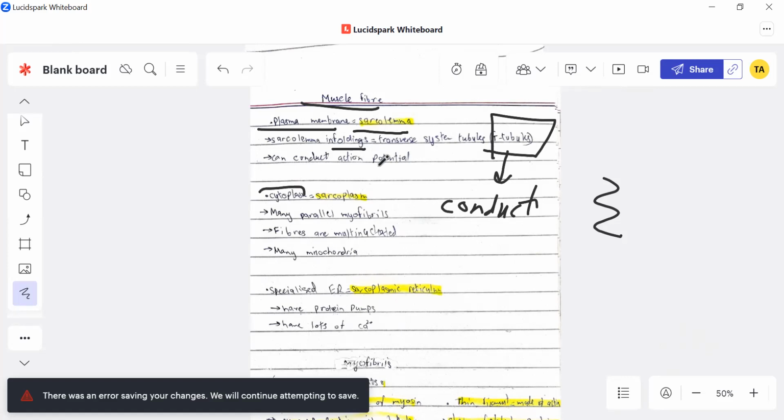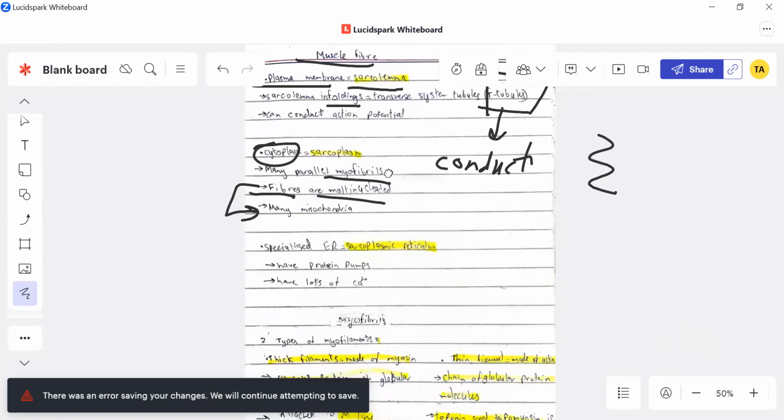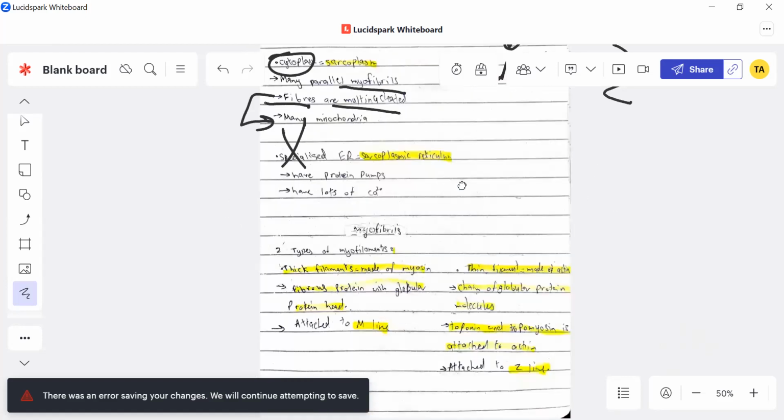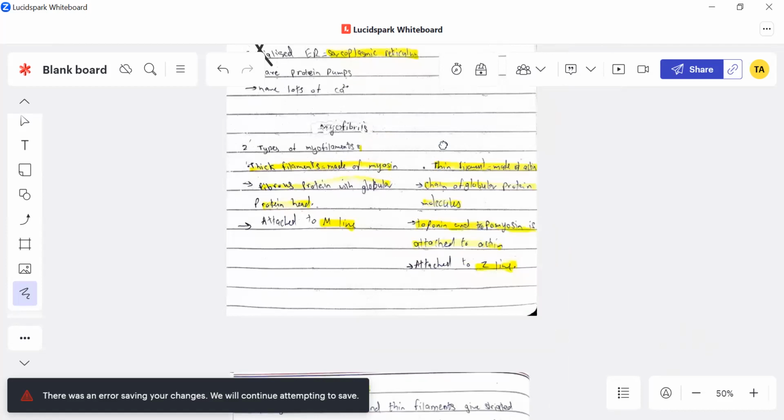The cytoplasm in muscle fiber cells is called the sarcoplasm. And the sarcoplasm has many parallel myofibrils. Myofibrils are fibers that are multinucleated, and they have mitochondria as well. So this is not that important. I want to focus on this part right here. Let's talk about myofibrils. There are two types of myofilaments. This is what the IMAT syllabus expects you to know.